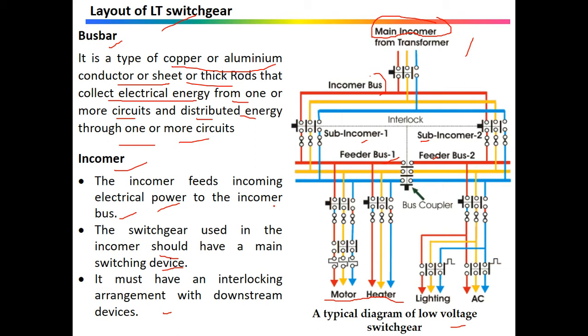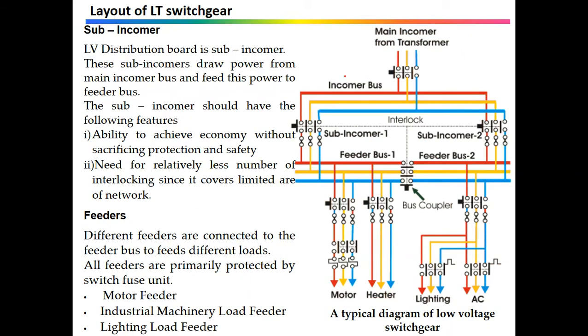The other part of this is the sub incomer, and this sub incomer draws power from the main incomer bus and feeds this power to the feeder bus. So it takes power from the main incomer, and through these wires it gives it to the feeder buses. These devices installed as part of a sub incomer should have the following features.